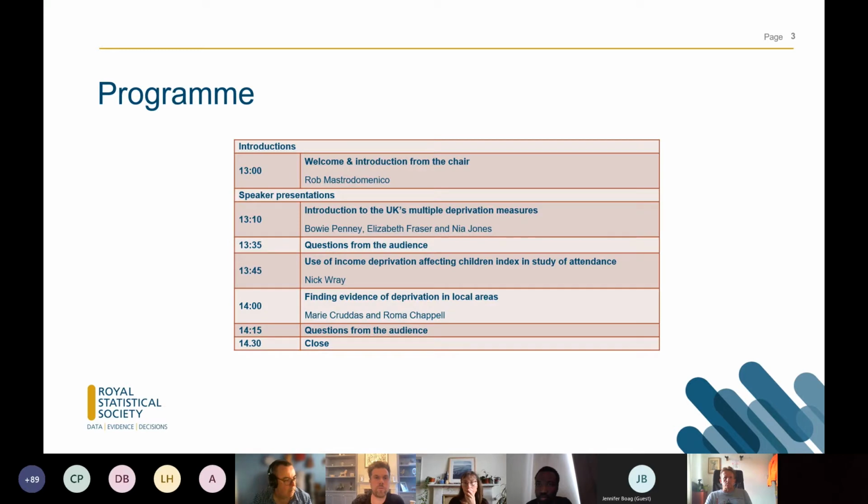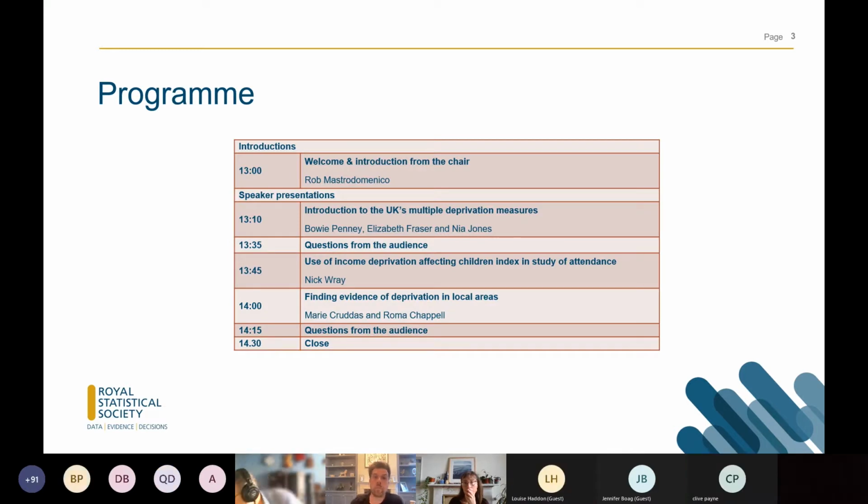I'm just going to go through the programme. So you're going to get a brief introduction from me, the chair, and I'll talk a bit about Statisticians for Society. And then we've got our speaker presentation. So I'm going to introduce the speakers now just to save time, because we've got some really good speakers and to give them the most time to do what they want to do.